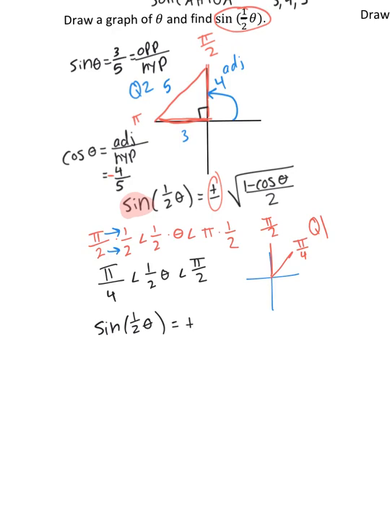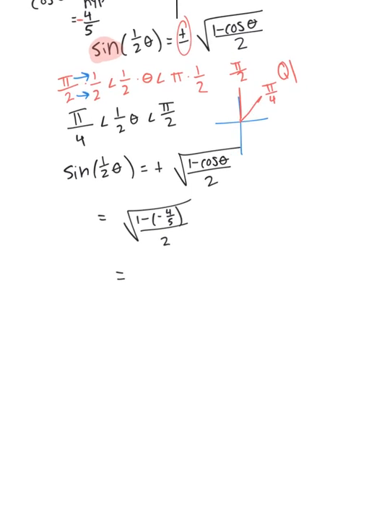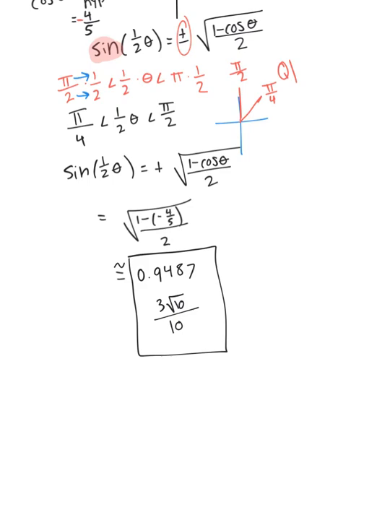So you've got positive 1 minus cosine over 2. And then I'm going to substitute my cosine value of negative 4/5 into my formula. And you just type that in your calculator. And I got about this number. Or some of you might have 3√10/10. So either of those numbers, depending on what your calculator gives you, is fine.